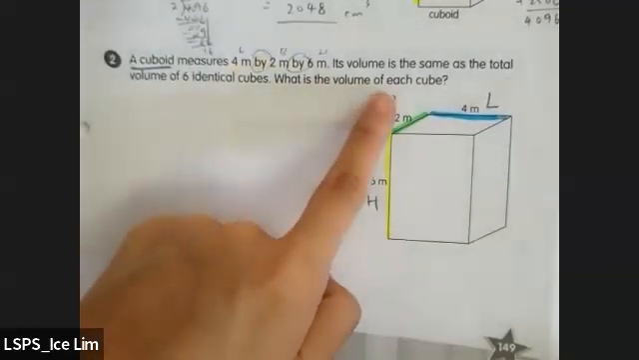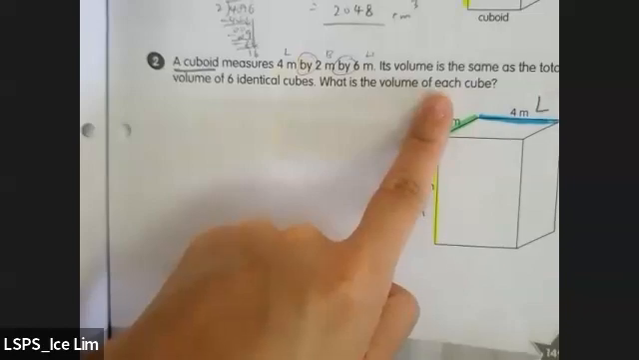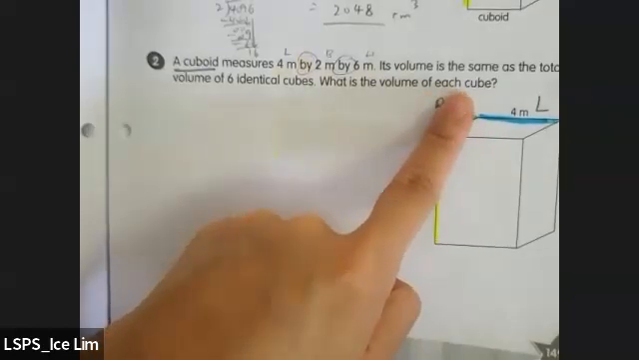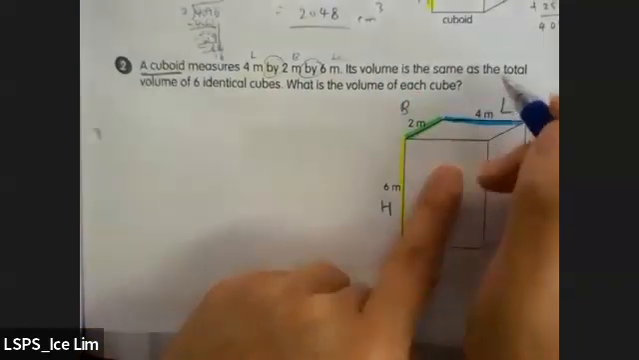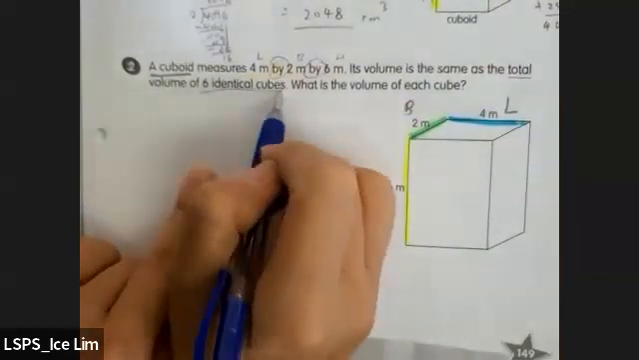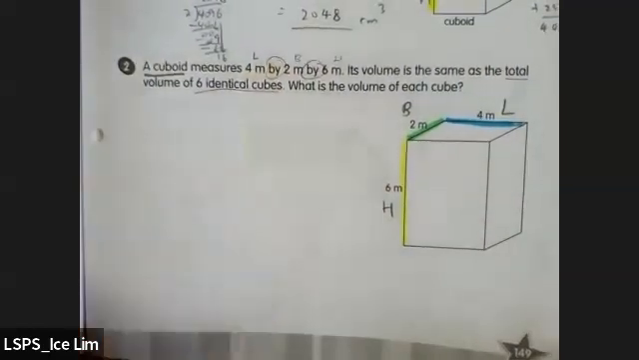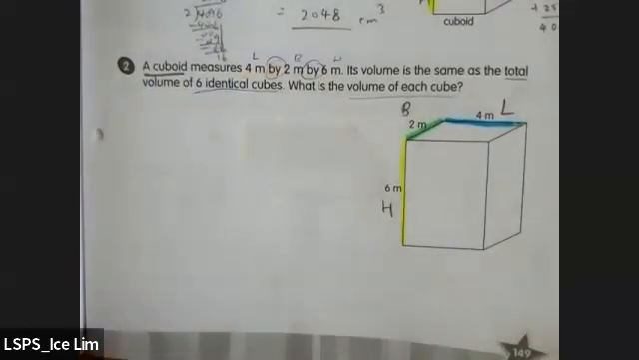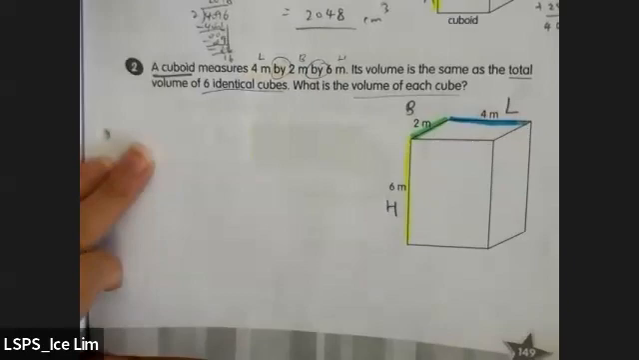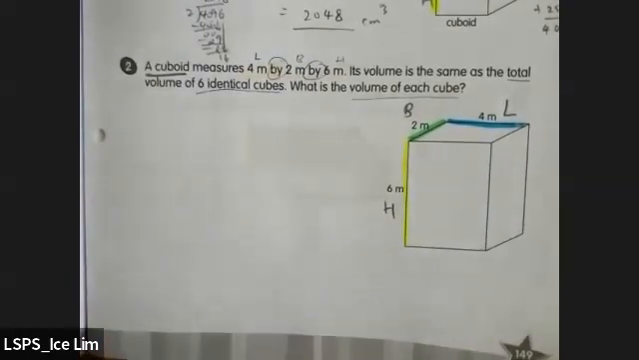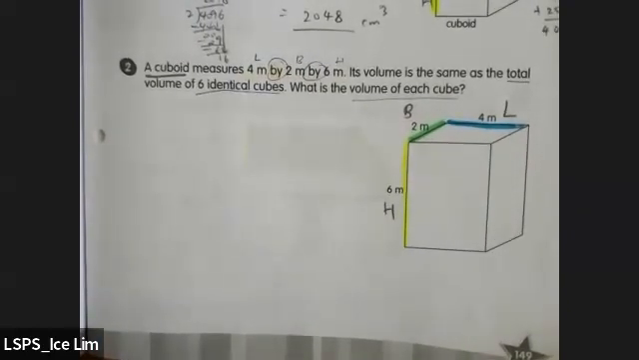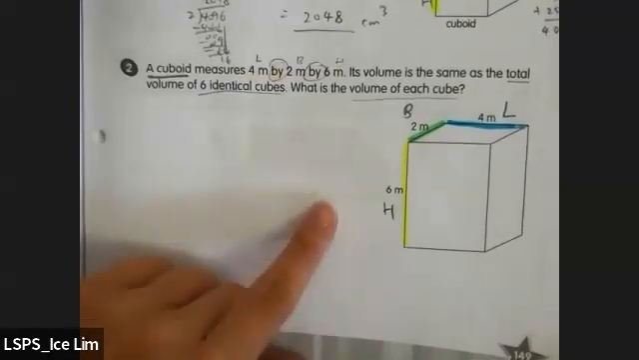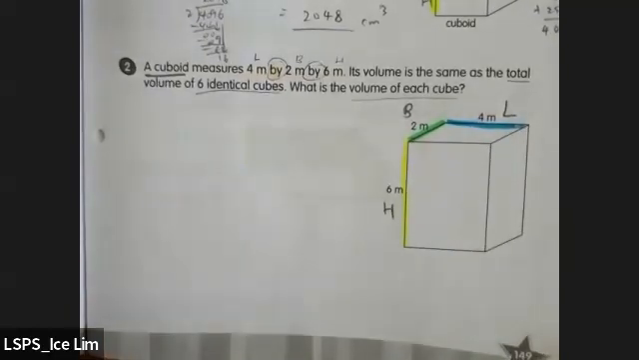Now, here it says its volume is the same as the total of 6 identical cubes. Do you think this question is very complicated? No, a bit similar to the previous one, right? So what are the steps here? Let's ask. Please unmute yourself and tell us the steps to find the answer for the volume of the cube. What do I need to do first? Step 1. Please unmute yourself now.